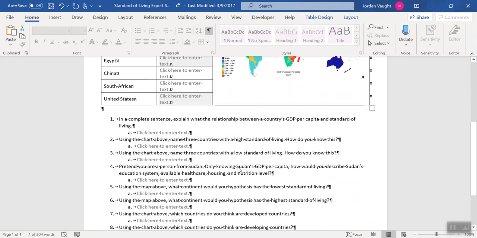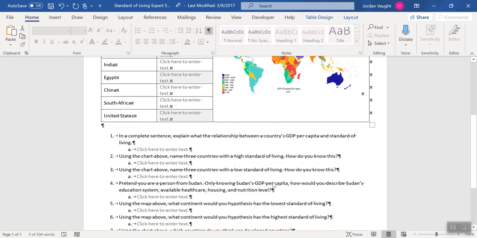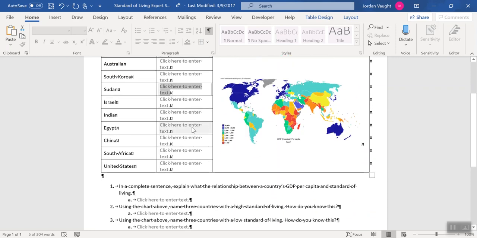Pretend you're part of Sudan. Okay, if you look at Sudan's GDP, which would be right up there for you guys. Okay, how would you describe Sudan's education system, available healthcare, housing, and nutrition level based off of how much a person makes per year? Is it good, bad, great? What is it? Kind of describe it for me.